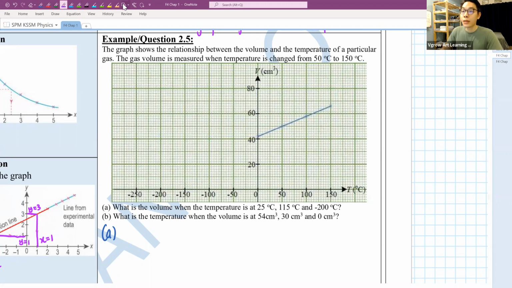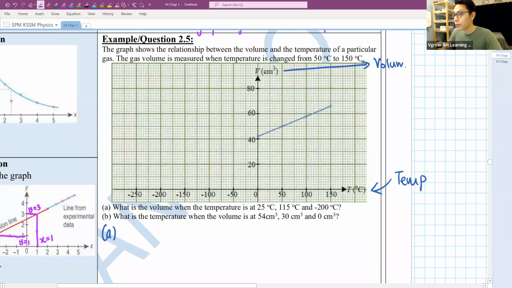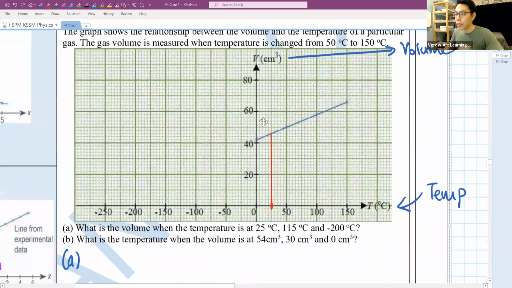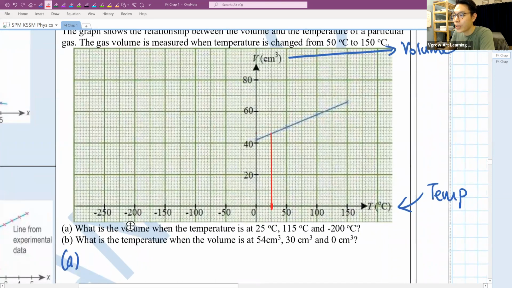When the temperature. So temperature is here. Volume is up here. When it is 25, 50 is here already. 25 is right in the middle. Okay, so you go and draw a line. You can draw a dotted line or what, but you can go and draw a line. I hope you can see the lines. It's a bit blurry, but basically you are able to read the graph like that.